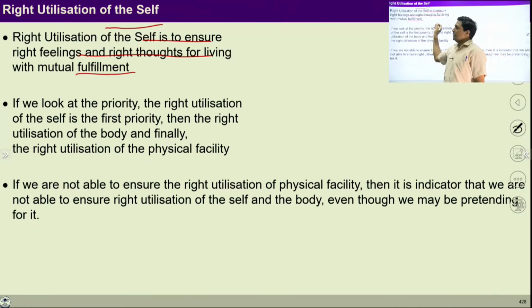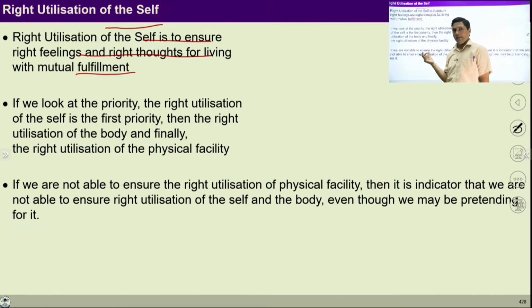So if I am able to ensure this activity of self aligned with natural acceptance, it means I am rightly utilizing myself. If I am indulging myself in the activities which are actually motivated by sensual pleasures or temporary happiness, it means we are not able to right utilize my consciousness, of the self. So right utilization of the self means to ensure right feelings and right thoughts for living with mutual fulfillment.